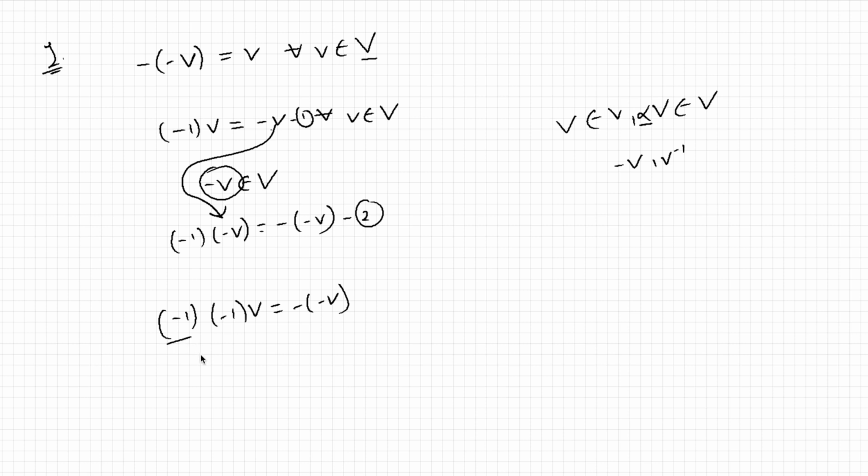Now, because multiplication is associative, we can multiply the minus 1s together, and minus 1 and minus 1 both are real numbers. So minus 1 times minus 1 times v equals minus of minus v. And what is minus 1 times minus 1? Because they are both real numbers, it will be plus 1. So plus 1 times v equals minus of minus v. Now this is also the multiplicative identity, so this will be v only, so v equals minus of minus v, and hence we have proved it.